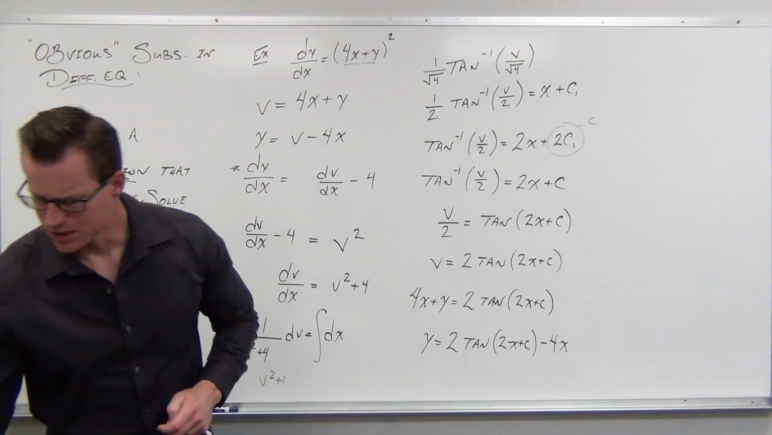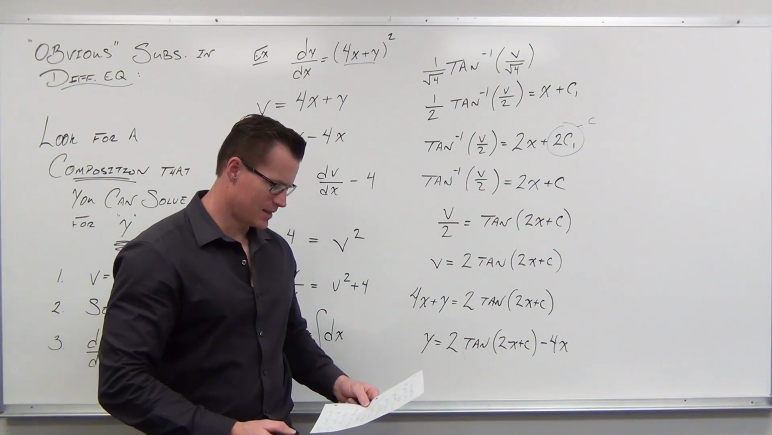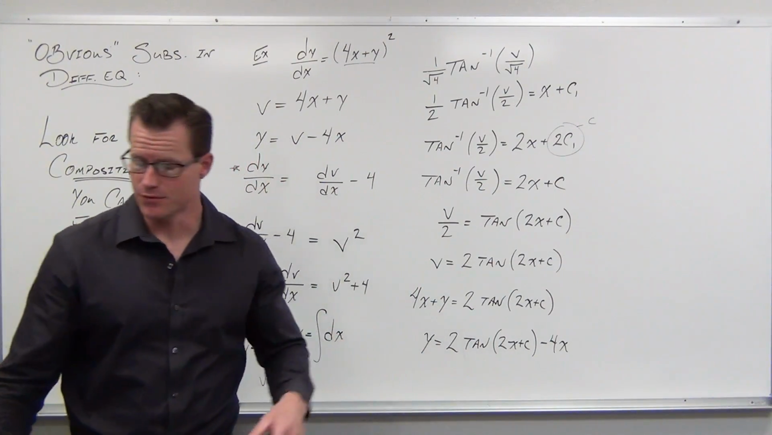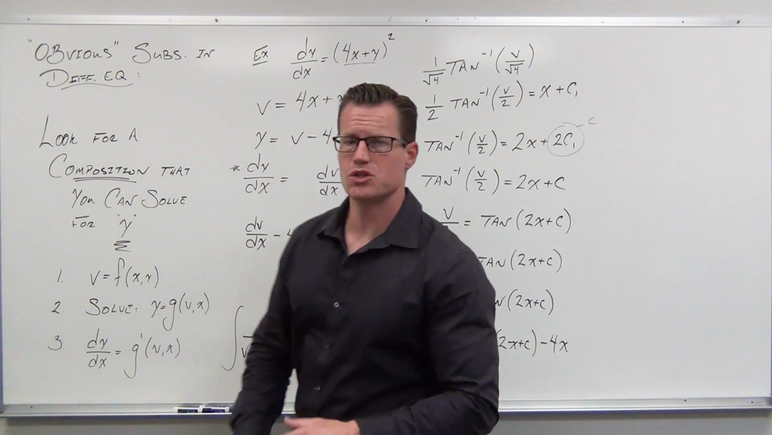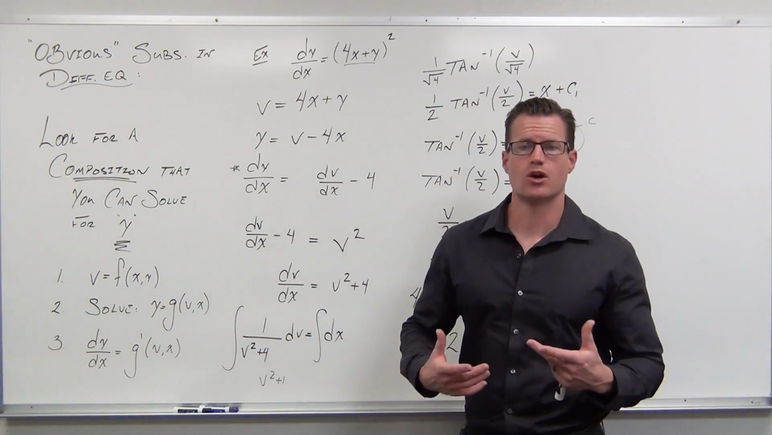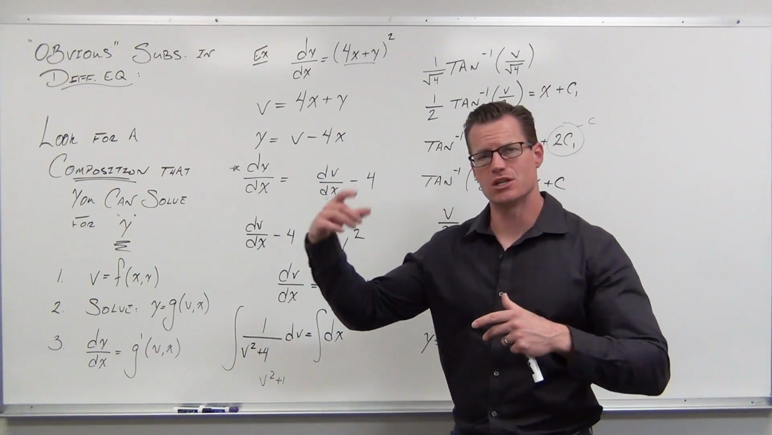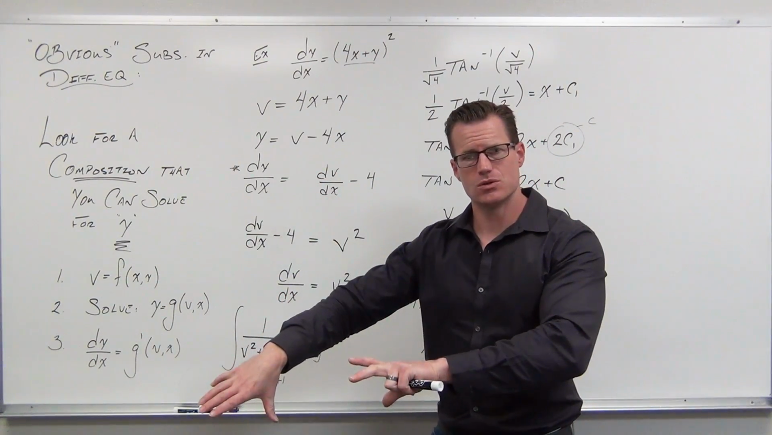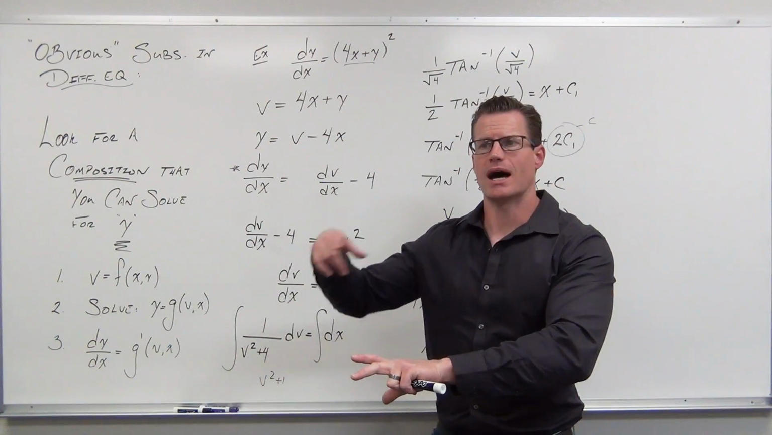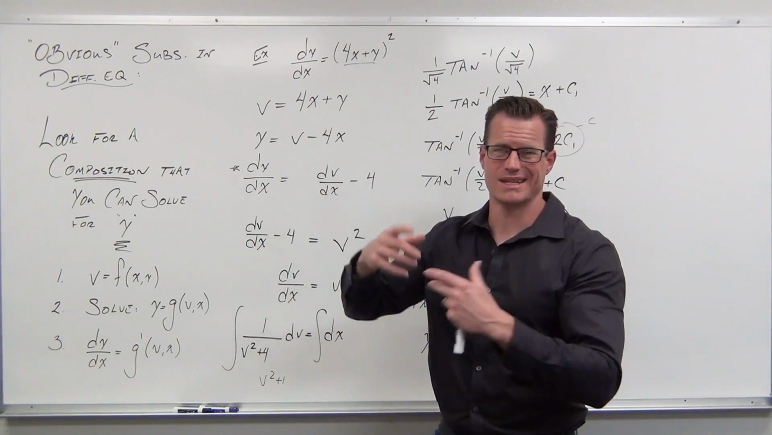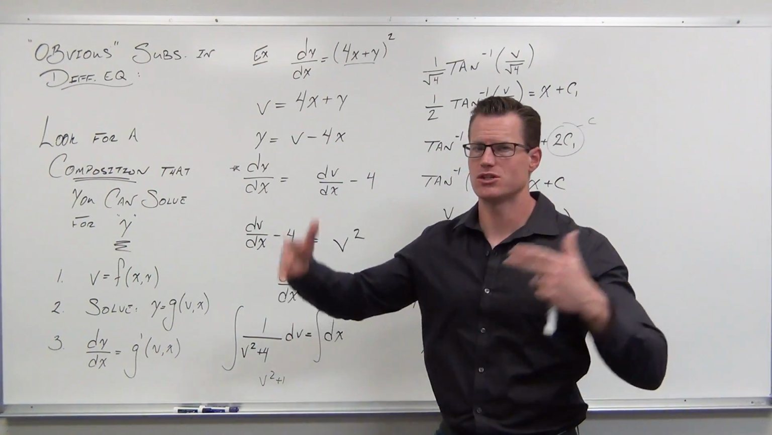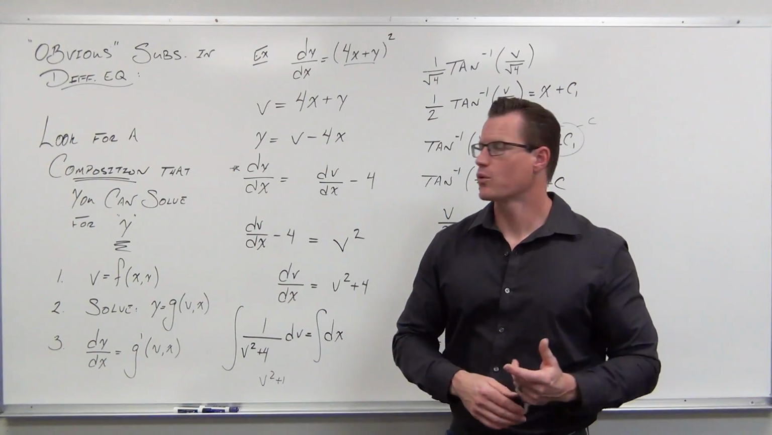What I want you to ask yourself right now is, are you seeing that this is really similar to the idea of homogeneous? You are making a substitution. It's actually still a composition, just like homogeneous was. You're still solving for y. You're still taking a derivative. You're still using dy dx as a substitution. And you're still using the idea of wrap up all of your y's in a v, then make a separable equation and solve it. It's pretty straightforward.